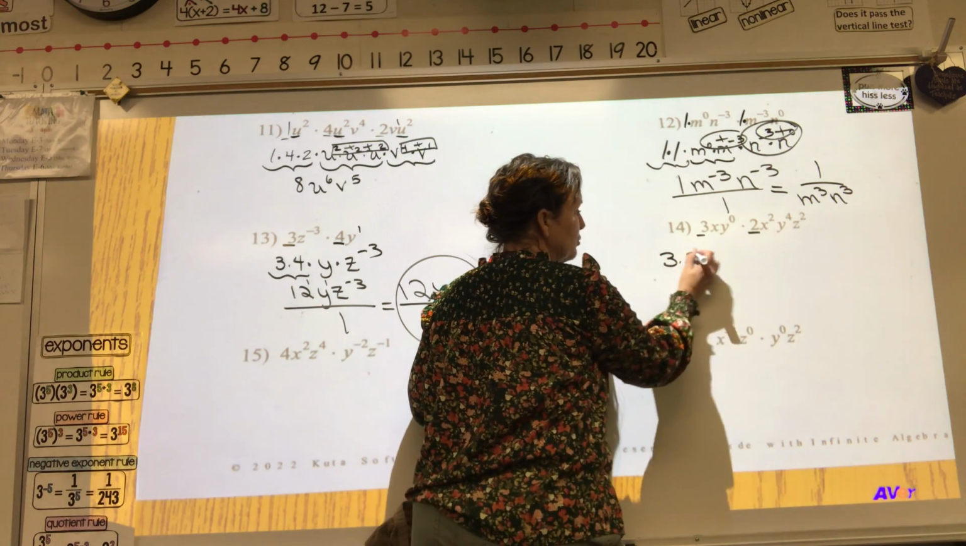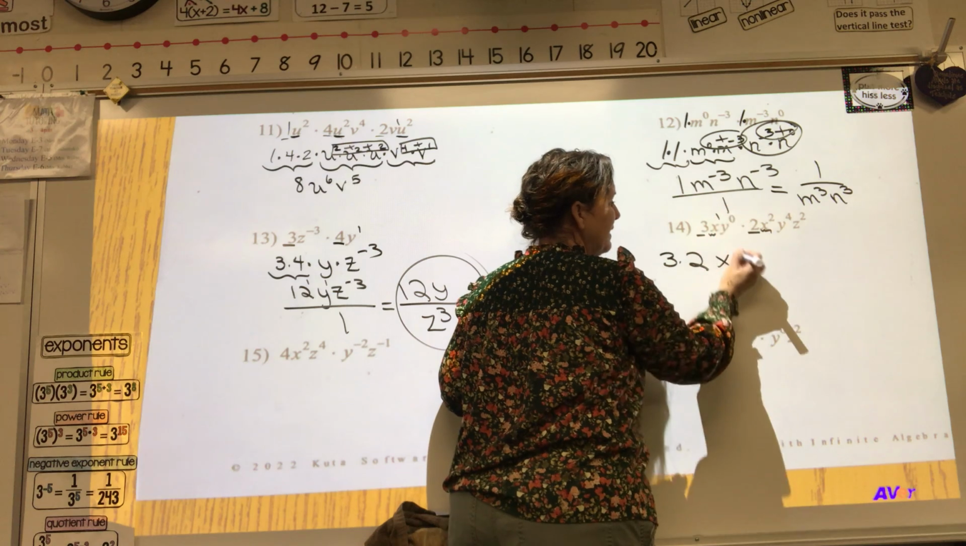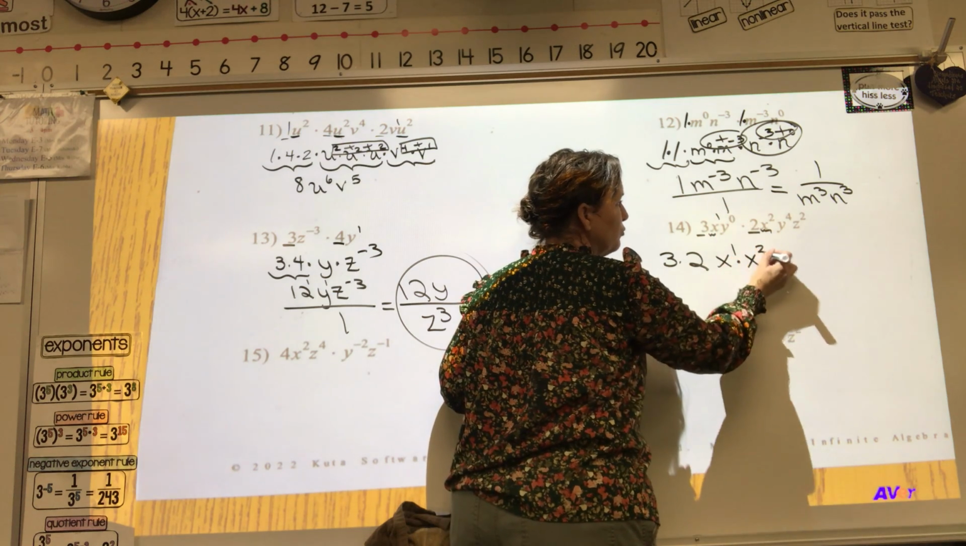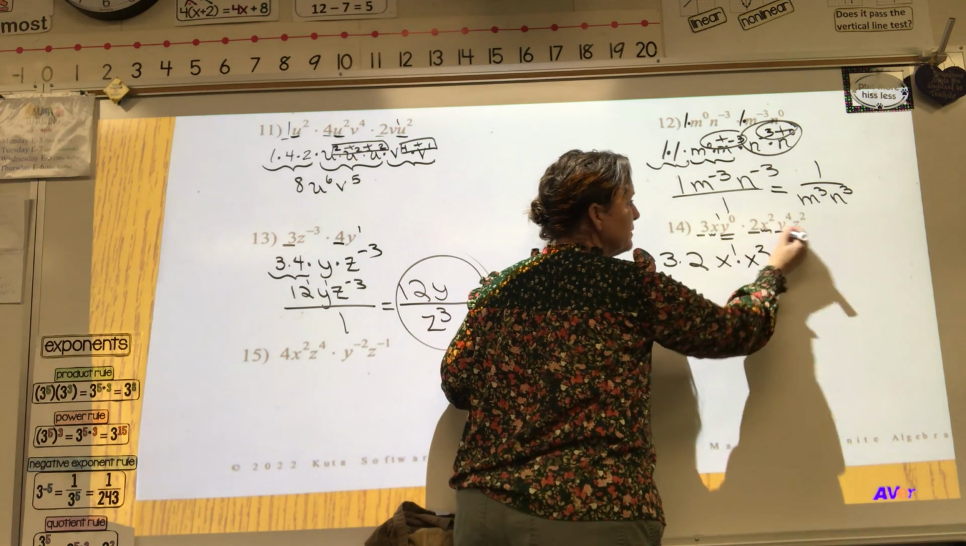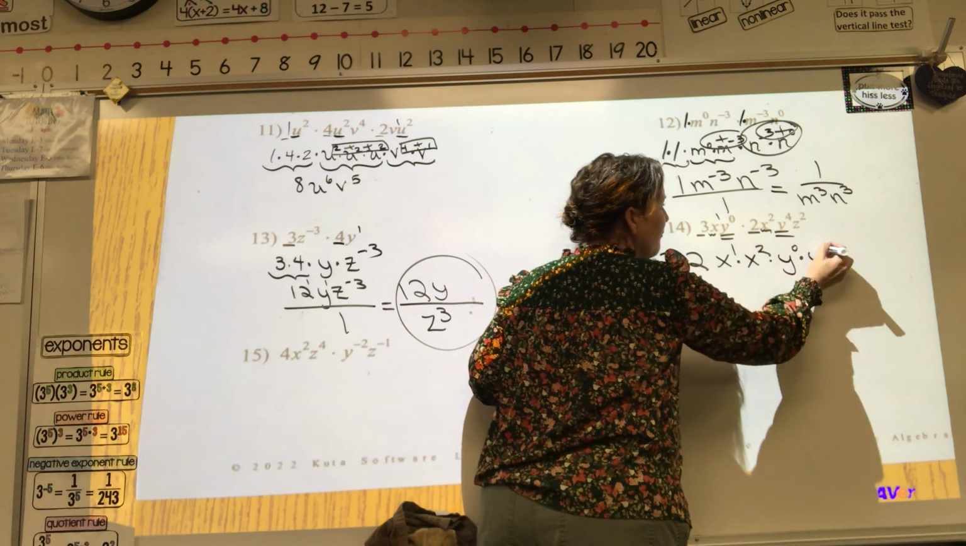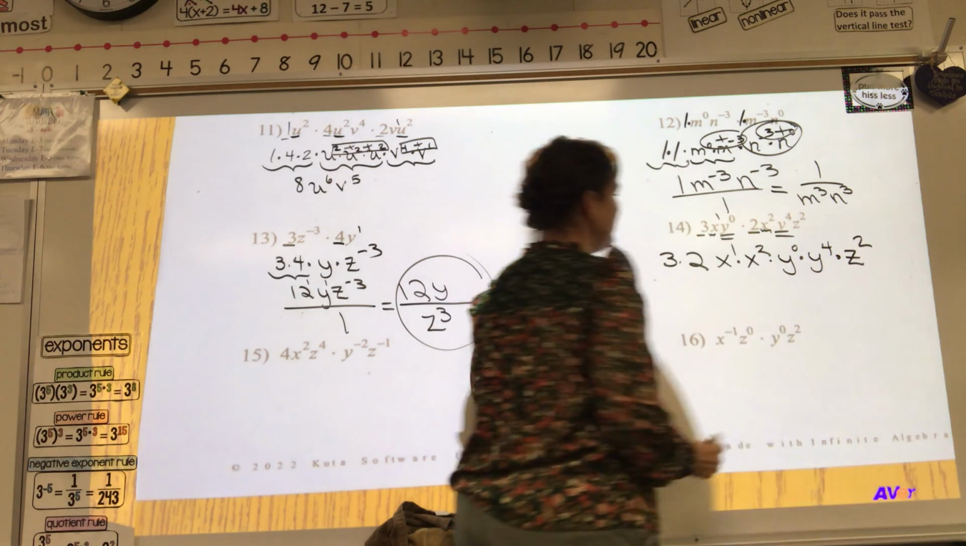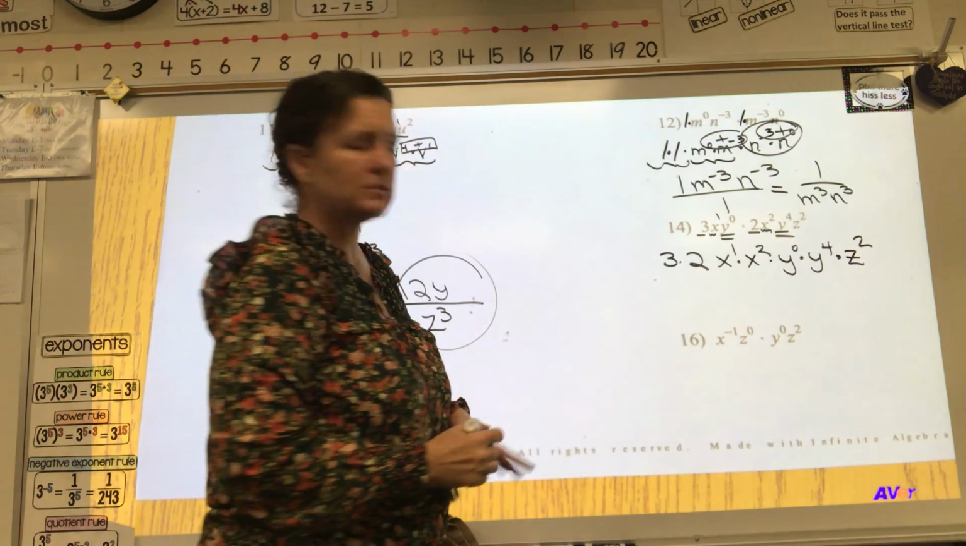We have 3 times 2. I have X and X, that would be an X1 and an X2. I got some Y's. I'm going to use a different little symbol there. We got y0 and we have y4. And I have a single set of z there. Cool beans. Wow, that one looks fun and spicy.